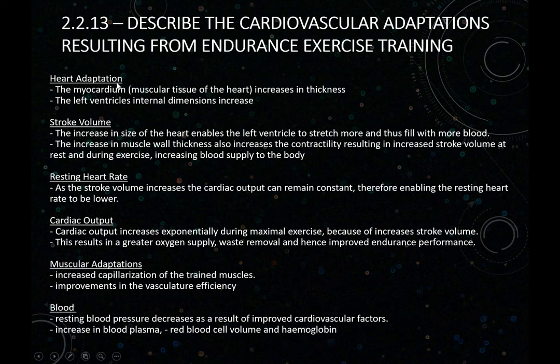So we have physical changes to the heart. We have changes to how much blood you can pump and actual physical changes in the muscles of your heart and the rest of your body. So again, let me just kind of briefly explain these and then you can write it down. So for heart adaptations, the muscular tissue of your heart gets thicker. So if you think about it, as you become an endurance athlete, your heart beats more often. Just like if you lift weights, your biceps become bigger, your heart physically becomes bigger.